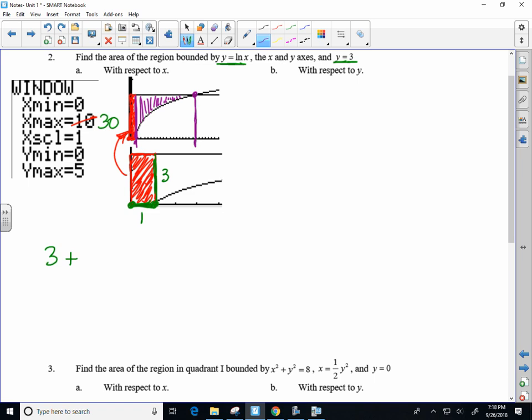So let me color code. I'm going to go blue for the non-dom. And I've already used green. I'll stay with the purple, so purple for the dominant. All right, so dominant function 3, y equals 3. Non-dominant, sorry, let me just clean that up. Non-dominant y equals ln of x.